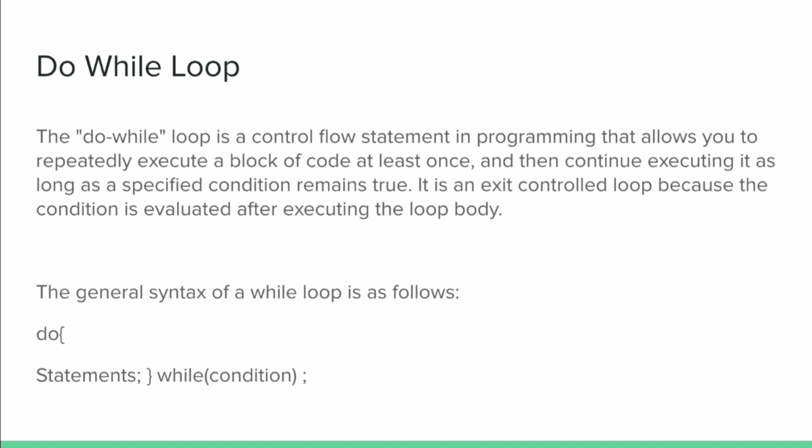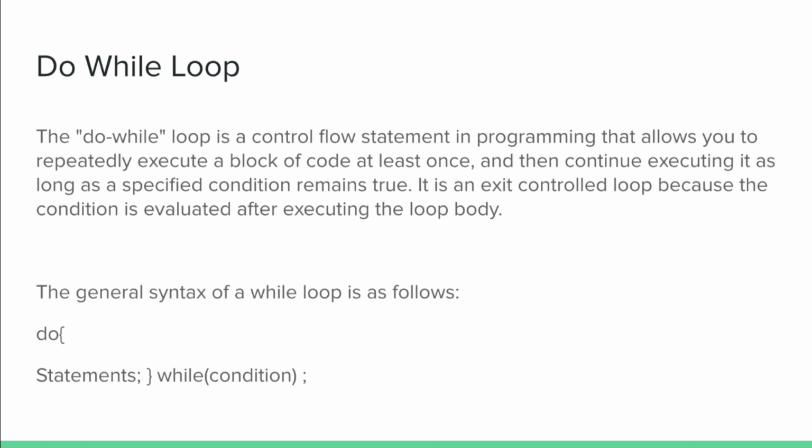The syntax is like first do, then statement, after that while condition. And remember, in a while loop we don't write a semicolon after the condition, but in do while we have to write it.